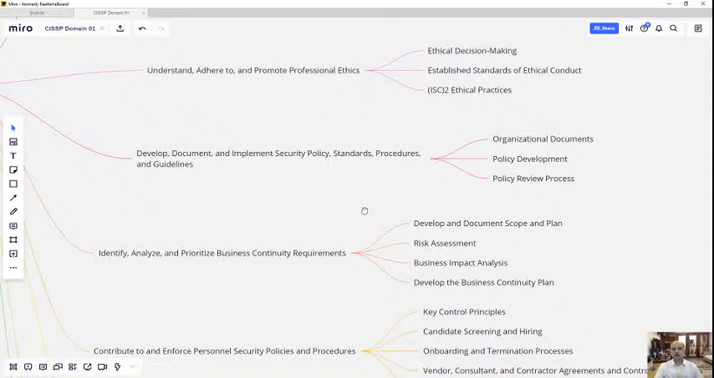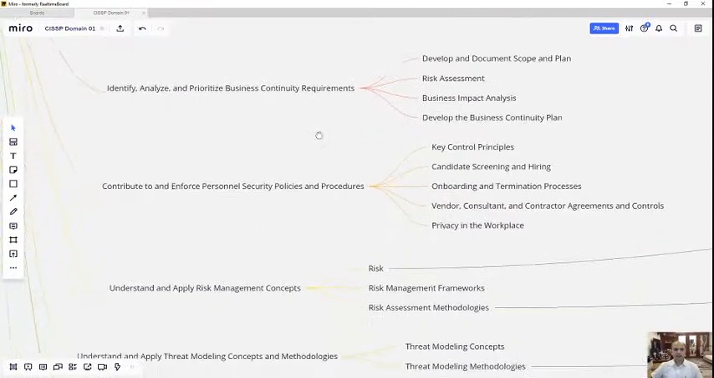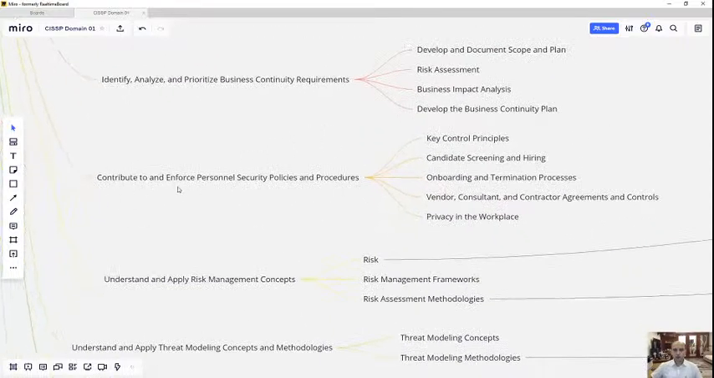Then we have identify, analyze, and prioritize business continuity requirements. So in this one, how to develop a scope and how to plan a scope document. Then how to do a risk assessment, how to do a business impact analysis, how to develop the business continuity plan. And finally, in the next topic, contribute to and enforce personnel security policy and procedures.